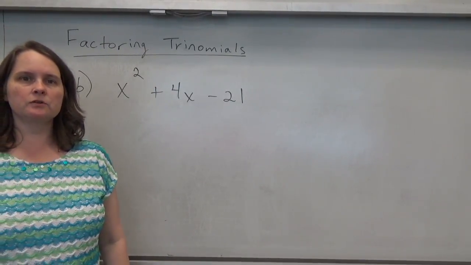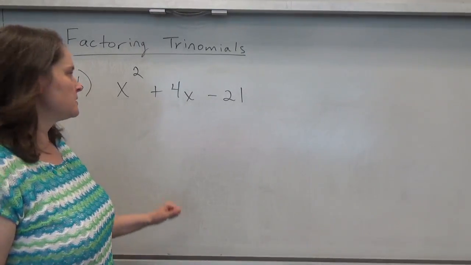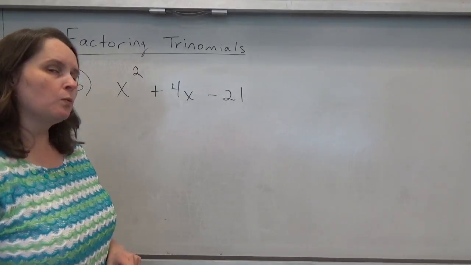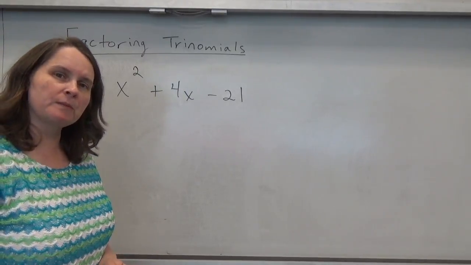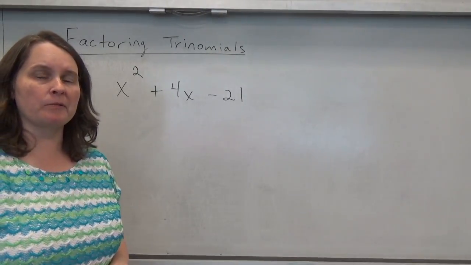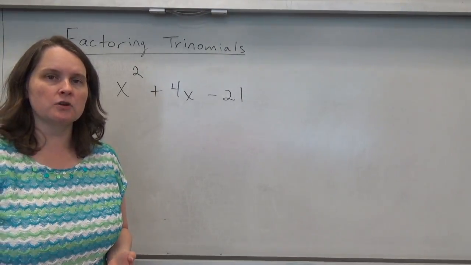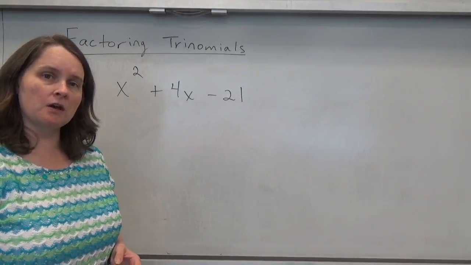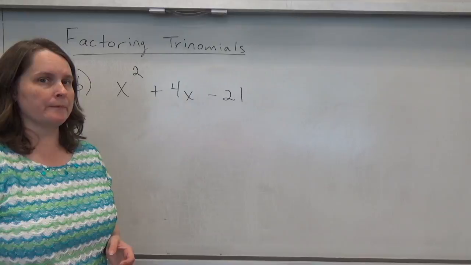Okay, so now it's time for you to try one. See if you can factor x squared plus 4x minus 21. You may be wondering if you have to do the grouping method for this problem. No, you don't. A lot of you have probably done trial and error method when you're factoring trinomials, and that's fine too. Just see if you can factor this, pause the video, and we will check your answer in a moment.